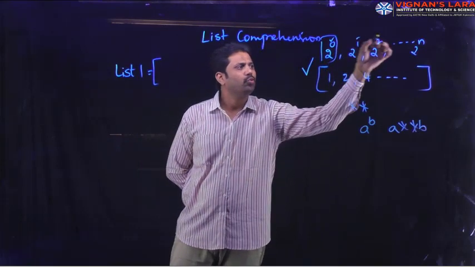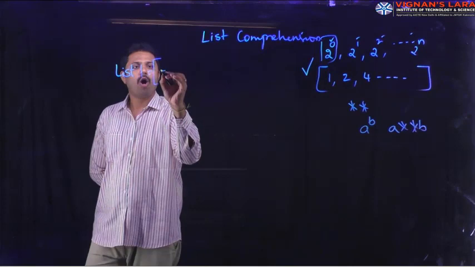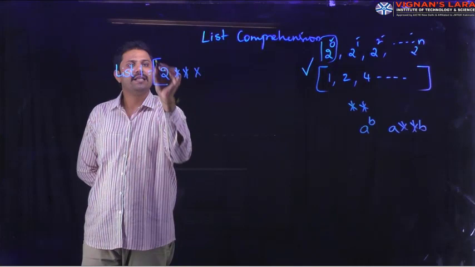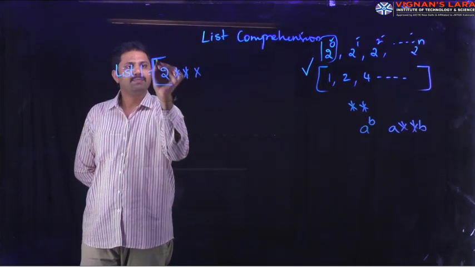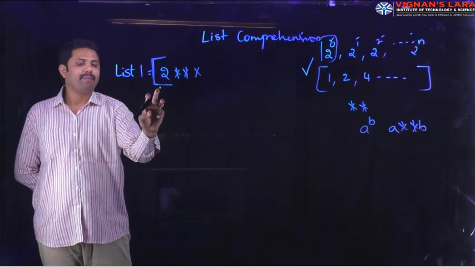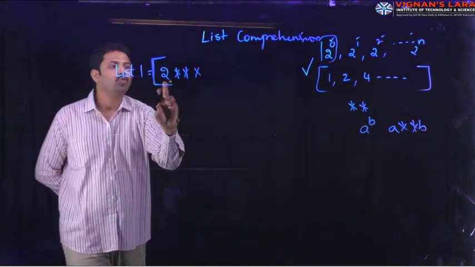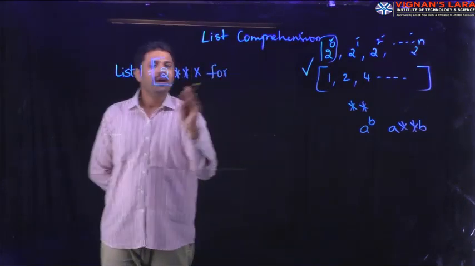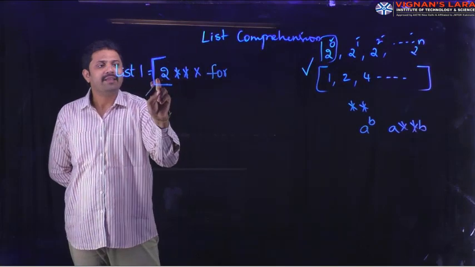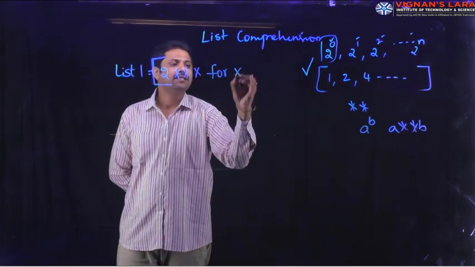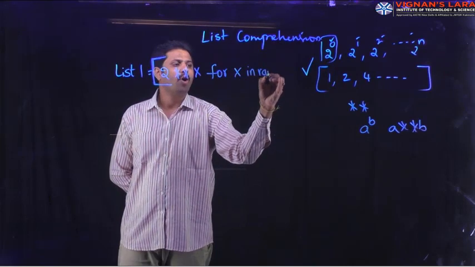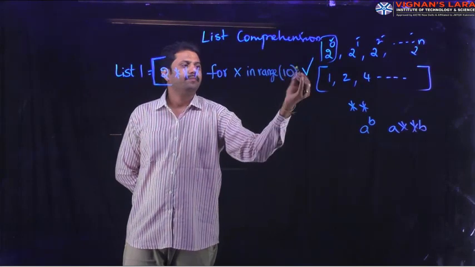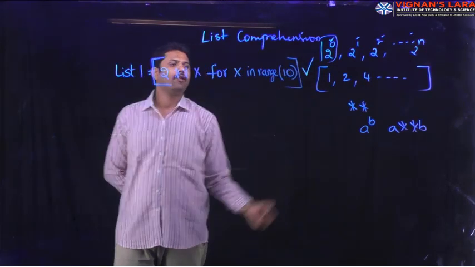That means 1, 2, 3, 4 like that. So 2 is a common item. 2 to the power of, I am writing x. This is a list, so I start with square brackets. Square brackets represent the list. 2 to the power of x. Now I am writing a for loop in the list: for x in range of 10, and close this for loop.